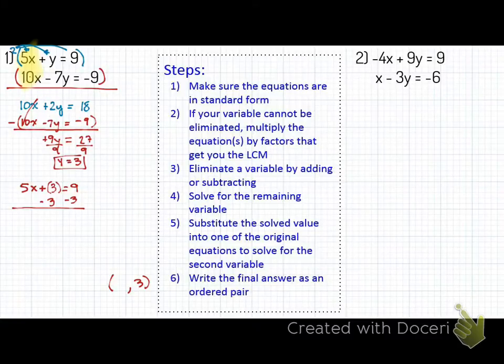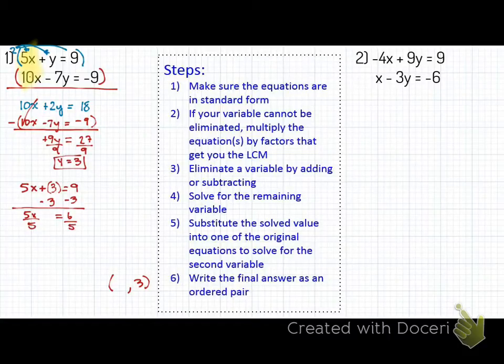So then I'm going to work down the problem. 5x has nothing here, so I'm going to bring 5x down. 3 minus 3 is 0. Bring down my equal sign. 9 minus 3 is 6. Divide both sides by 5.